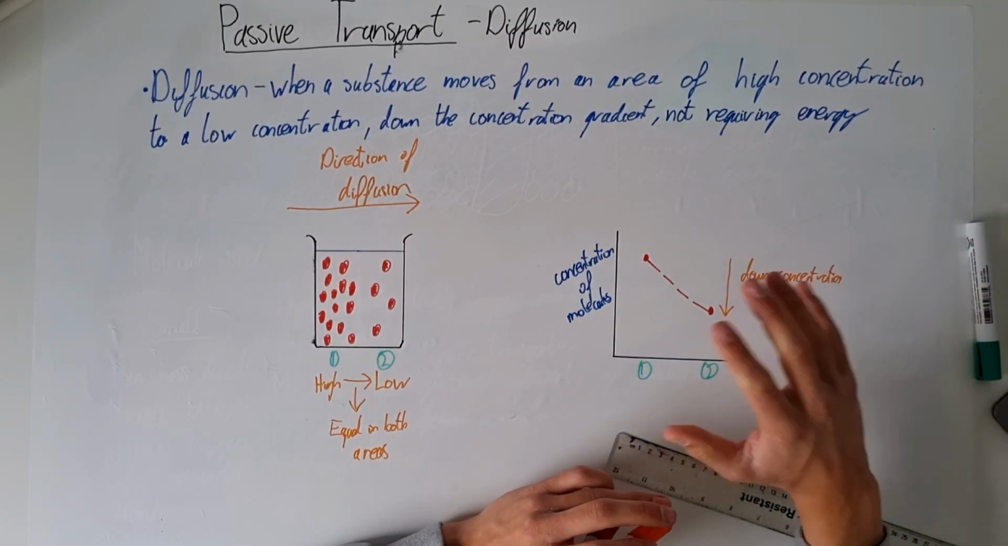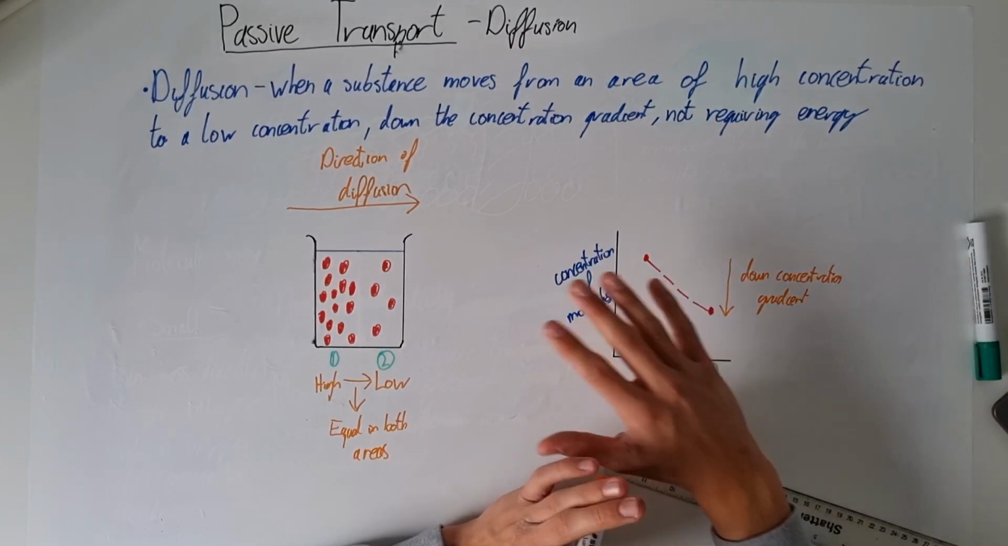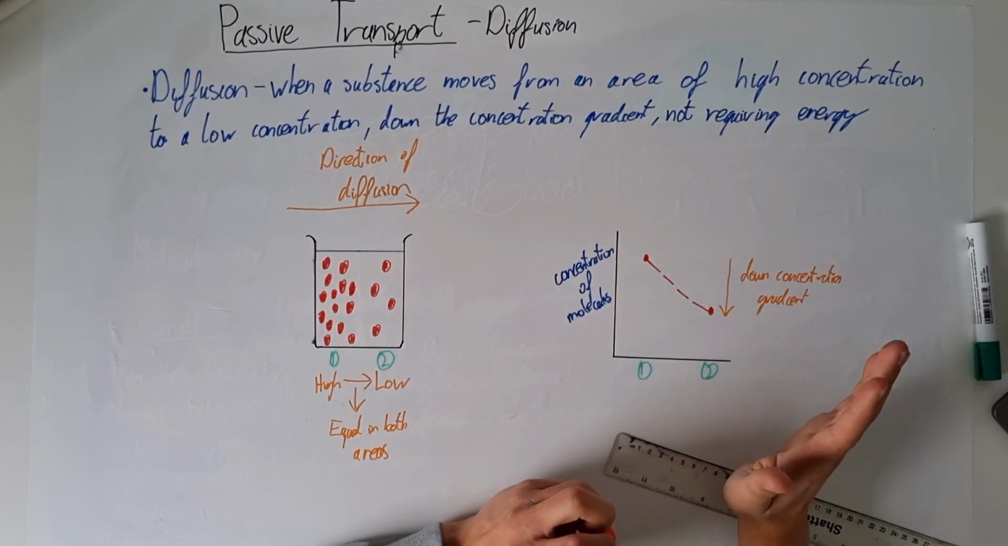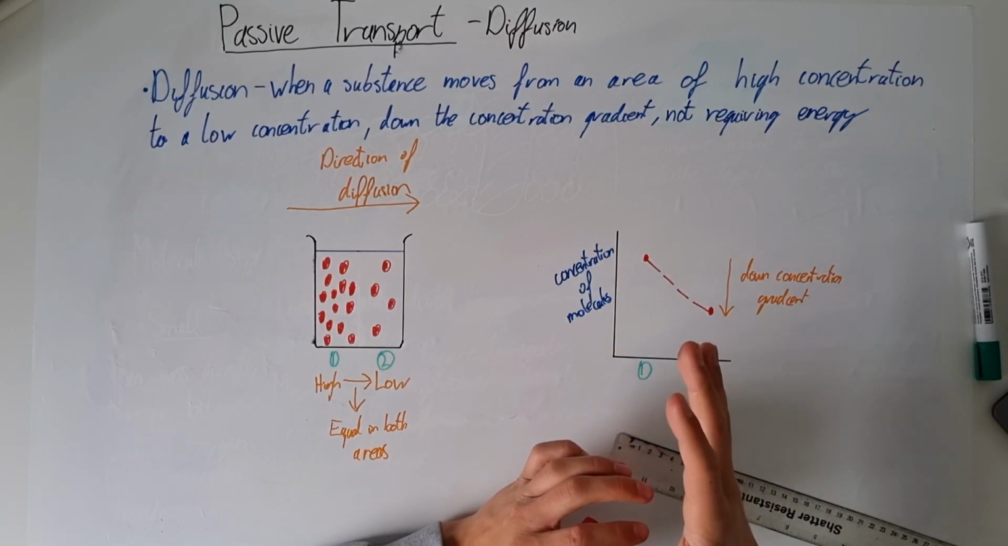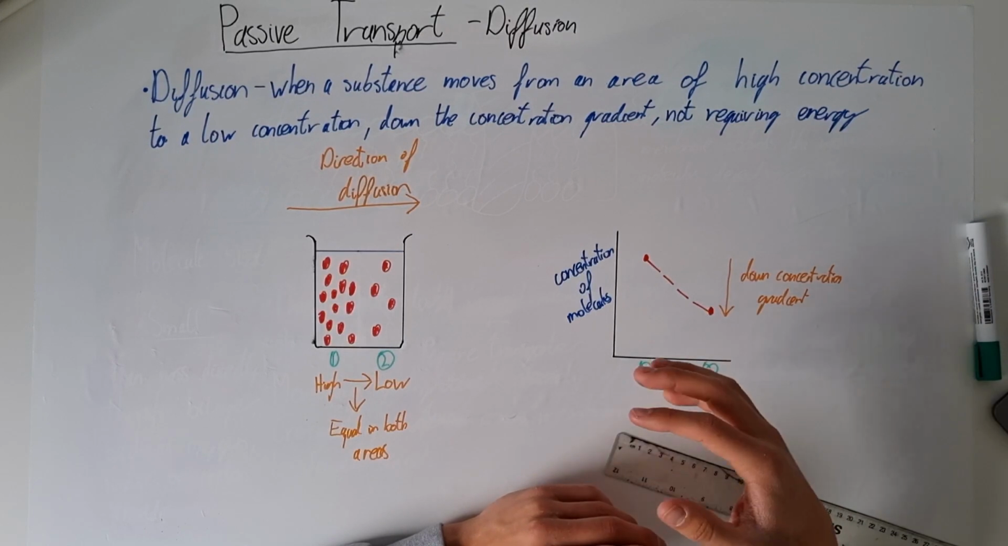concentration gradient until the concentrations are equal. So that's why it doesn't require energy, because these molecules are going to move on their own. They don't need any type of extra energy to force them to do this. It happens naturally. So now that we've seen that, let's apply it to the context of a cell membrane.